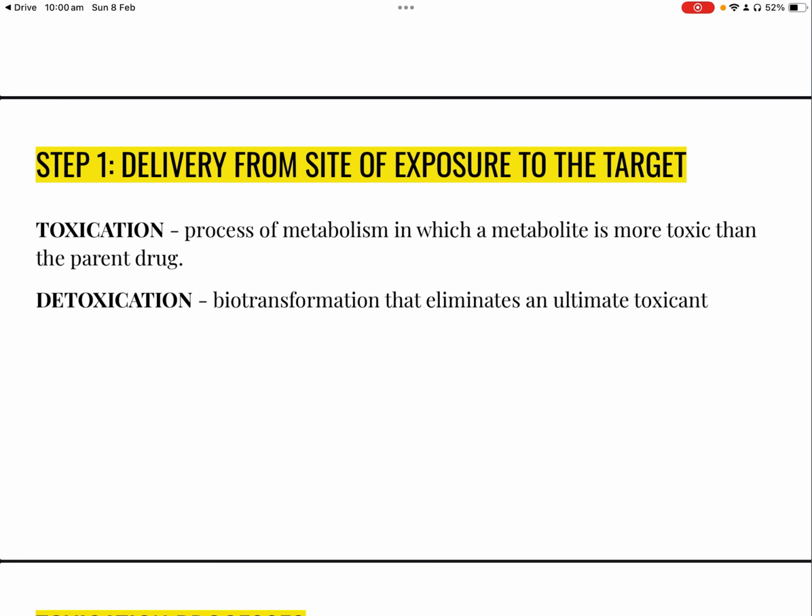You might be exposed dermally, through your GI tract, or through your lungs, and it will go through an absorption process, which is crossing biological membranes, and distribution and reaching the target site where there are molecular interactions. So, this is also part of step one. We have toxification and detoxification processes.